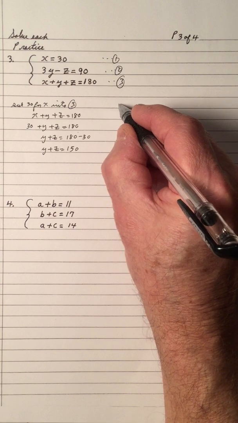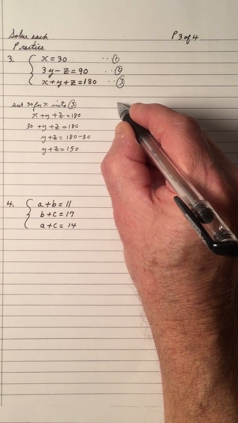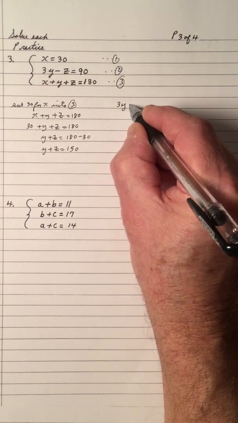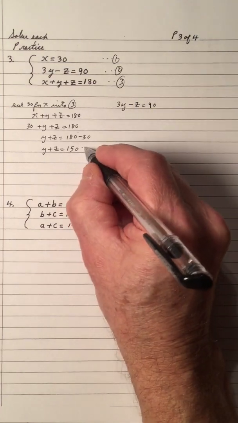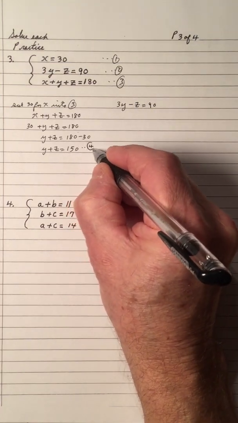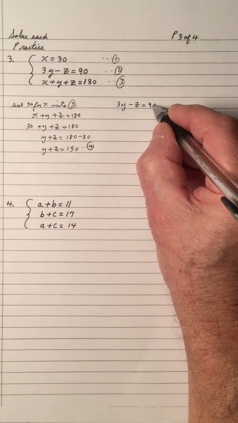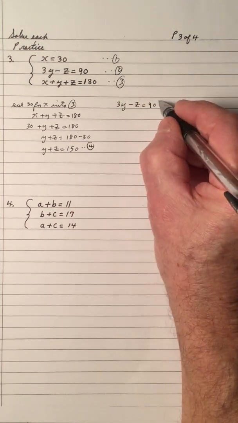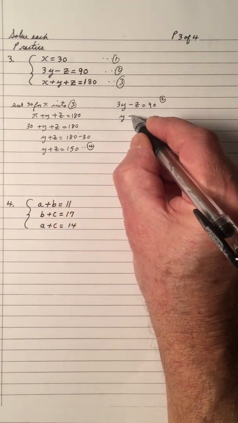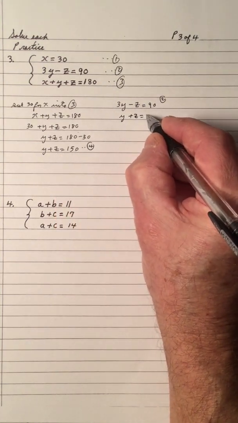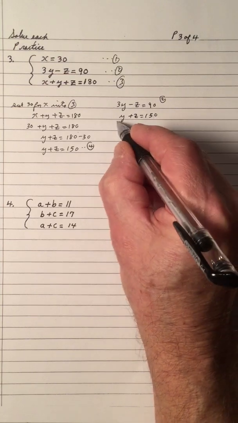So let's take these 2 equations and line them up. So we have 3y minus z equals 90. Let's call this equation 4, the new equation. So this is equation number 2. That's 2. This is equation 4. They're already lined up, and we're ready to add them.